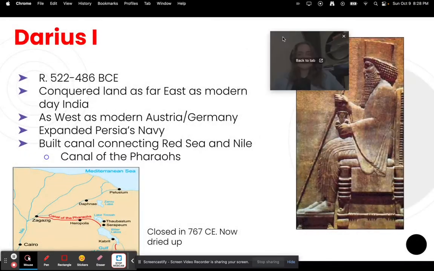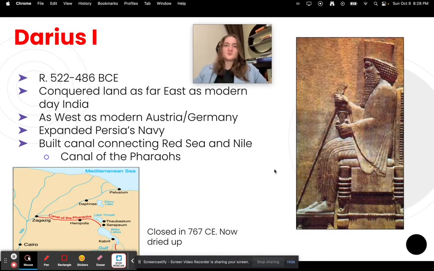All right, Darius the First. So he ruled from 522 to 486. He conquered land as far as modern day India. Okay, so he's going way east. And he also conquered as far as what is today Austria and Germany. Okay, so he's even getting to parts of Europe now.